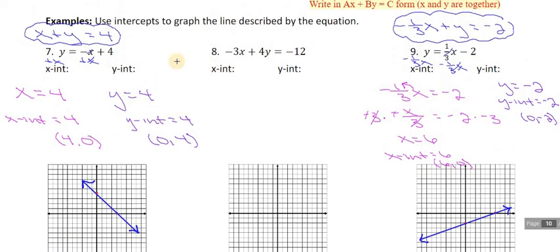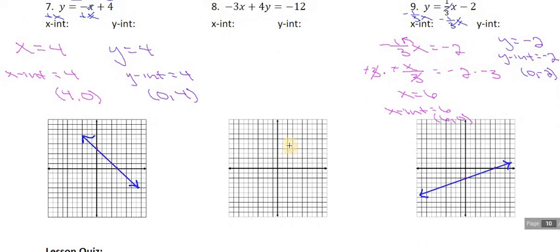I'd like you to do number 8 to finish it up. Okay, so we already have it in ax plus by equals c form. So make your y go away to find your x-intercept. Make your x go away to find your y-intercept and graph.